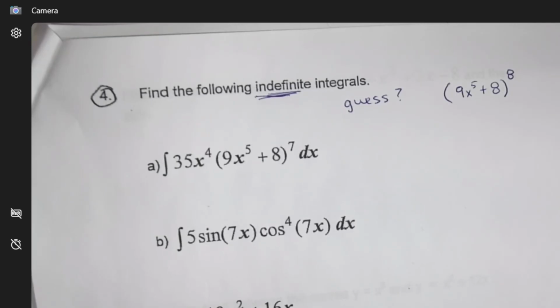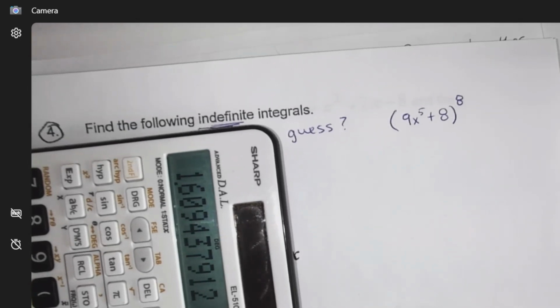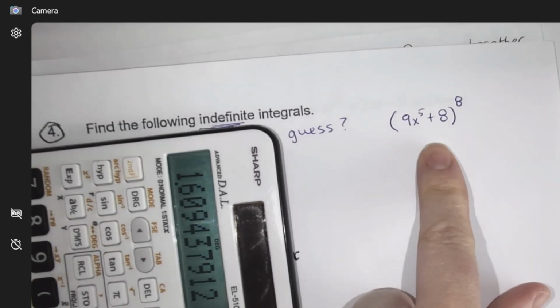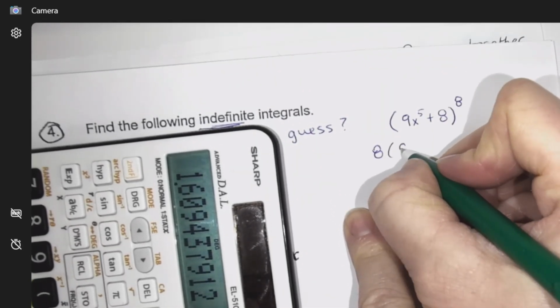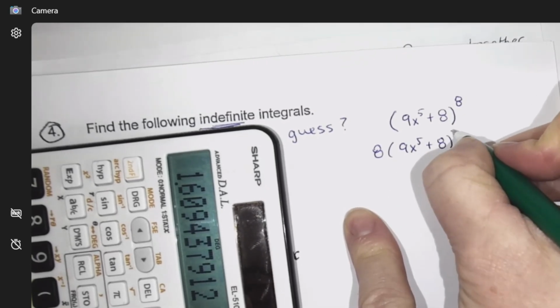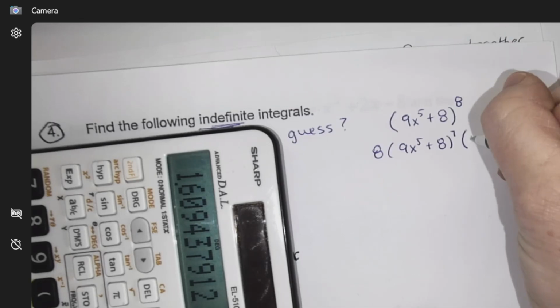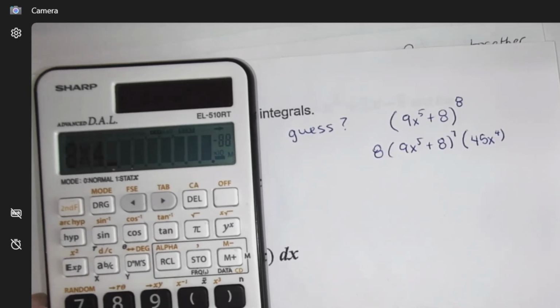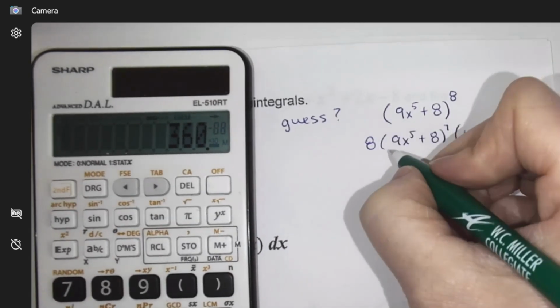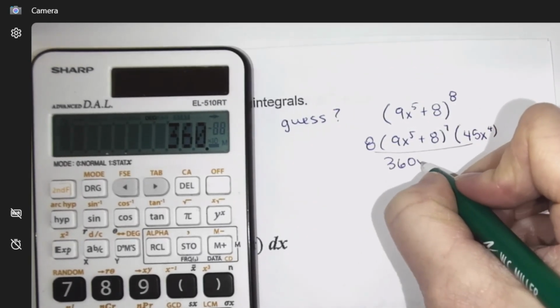Okay, I highly recommend this. Cover that up. Don't look at it anymore. Okay, I need you to derive this now. Derive your guess. So you need what? 8 of those units to the 7. Attach a 45x4. And I'm going to put this together as a 360.